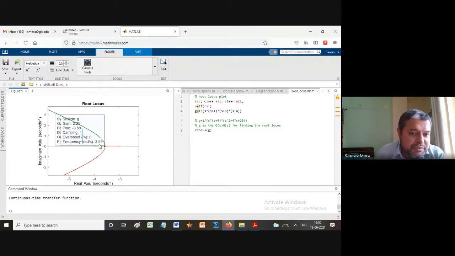So these are the observations which were done by Evans first, and then from there he formed the rules. So this is what you are finding, the same thing. Overshoot is 0, damping is 1, at critical gain 2.25, and at 2.25 you are finding the pole position is -3.59, and -3.59 is a real frequency, so you are finding it to be 3.59.